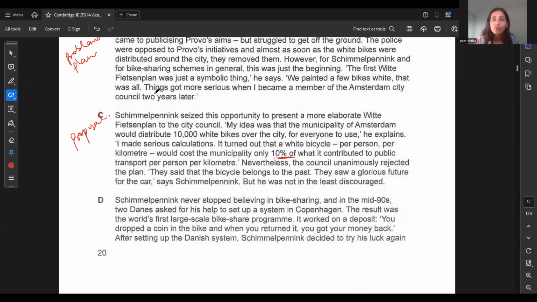Just know that this paragraph is talking about the new proposal, right? So I will just write, in fact, a new proposal.